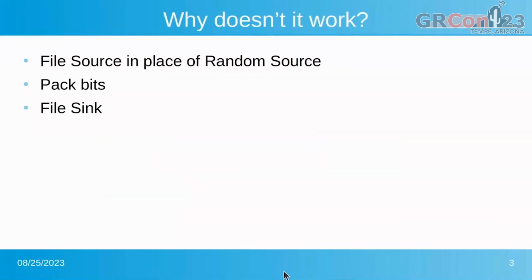So after that tutorial came out, we started getting questions on Matrix chat where the user would put a file source in place of the random source, pack the bits on the receive side, and feed them into a file sink and say, why didn't that work?